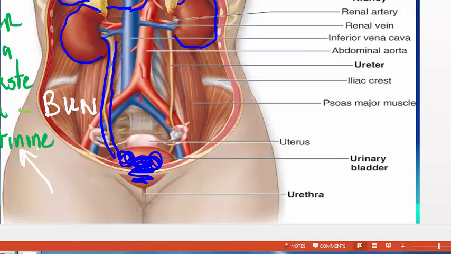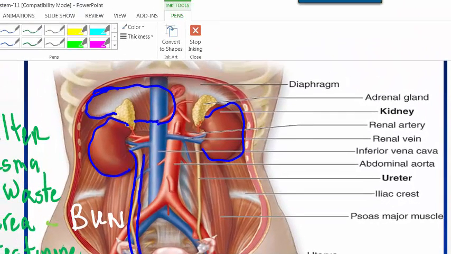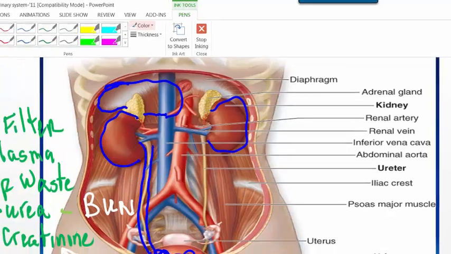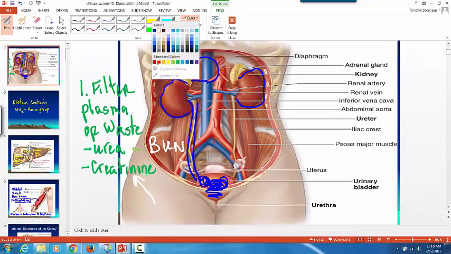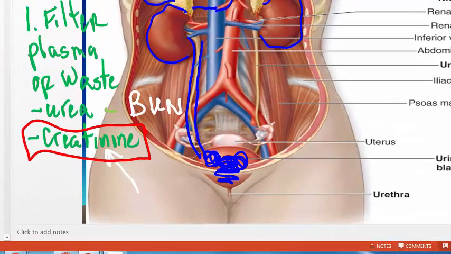Now, look, and this is important. One of the things that determines the amount of blood urea nitrogen in your blood is the amount of protein that you take in. So the more protein you have in your diet, the greater the BUN is going to be. But for most people, creatinine levels don't change. The creatinine level is based on your muscle mass.